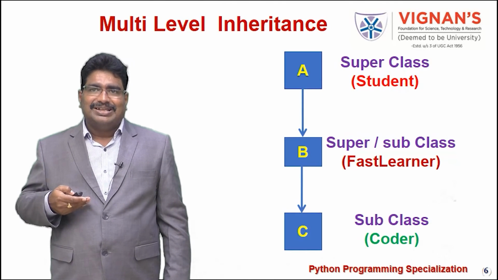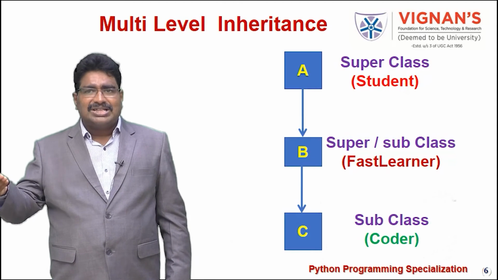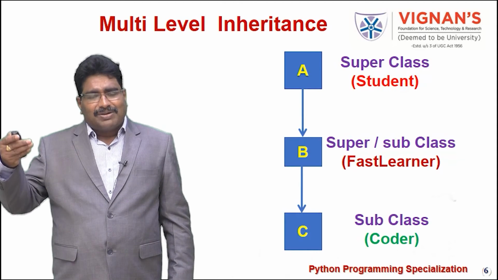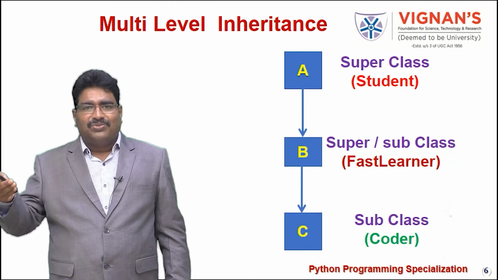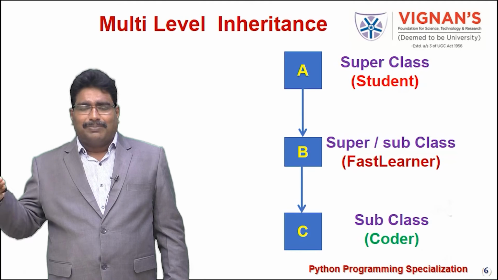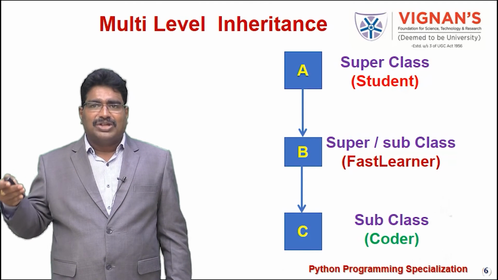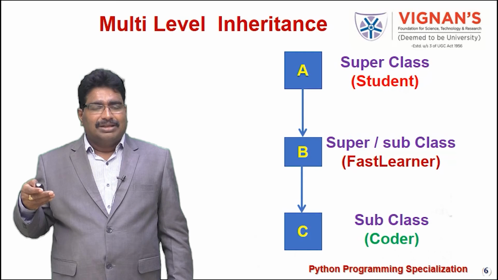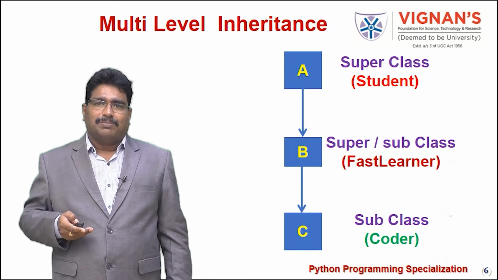For that reason, here we take the example where the student is the base class. From the student class we are deriving the fast learner. From the fast learner there are also different categories. Either they may go for higher studies, or they want to be placed in multinational companies with high packages. For example, we are assuming that the coder is one type of student. He is very much interested in problem solving skills.